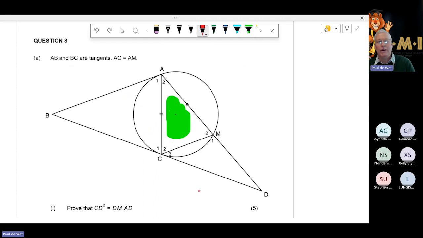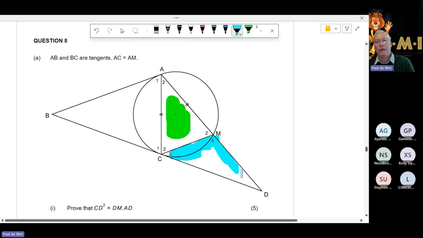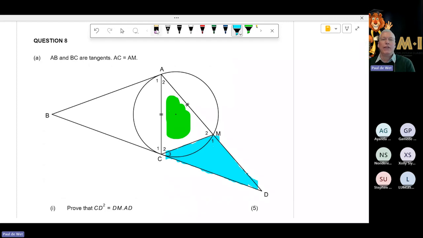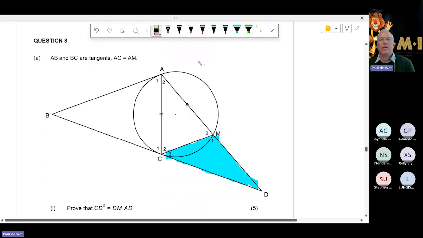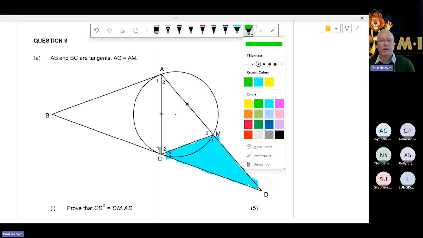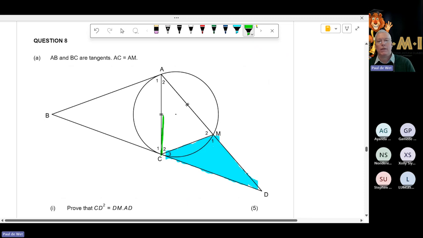So which one? MDC, this one. Guys, this little blue one, and which one? Triangle CMD and triangle ACD. Well done. Those two triangles, guys, are going to be similar. That one and this one over here, that one and this green one. So the blue one and the green one.